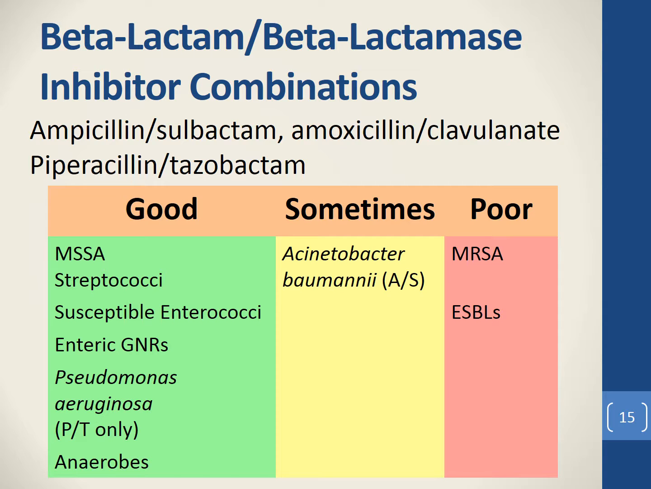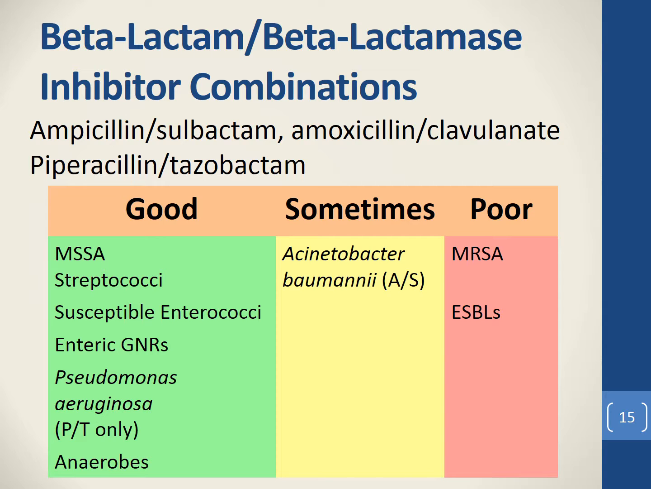So even though these are all beta-lactamase inhibitors, we don't treat their spectrum exactly the same. Amp-sulbactam and amoxicillin-clavulanate are decently parallel in their susceptibility patterns, with amp-sulbactam being IV and amoxicillin-clavulanate being oral, or the oral equivalent of the amp-sulbactam. And then piperacillin-tazobactam is sort of on its own because it has that anti-pseudomonal penicillin parent compound.